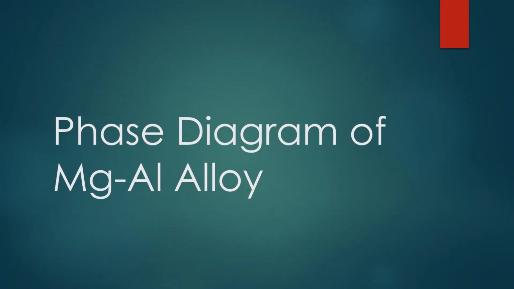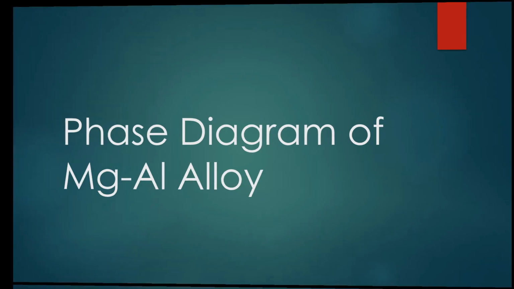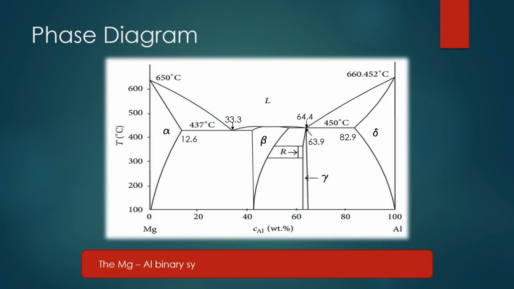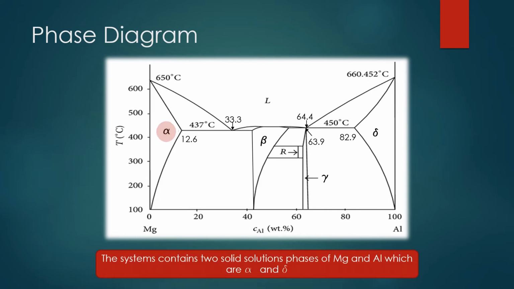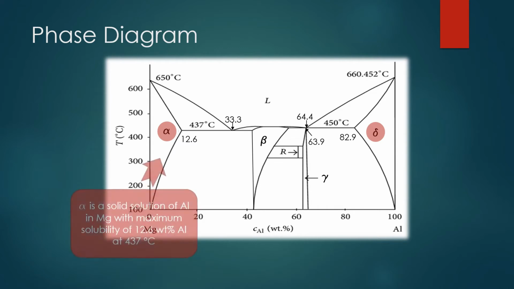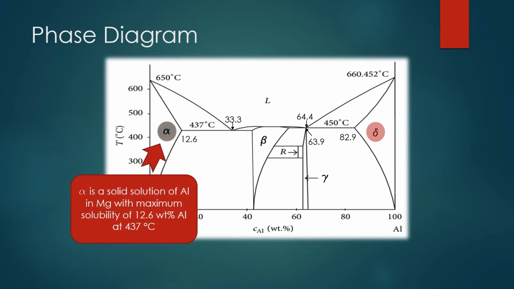Next, we are going to discuss the phase diagram of MgAl alloy. And here is the diagram of MgAl alloy. It contains two solid solutions, Mg and Al, or alpha and delta. And here is the definition of both alpha and delta.